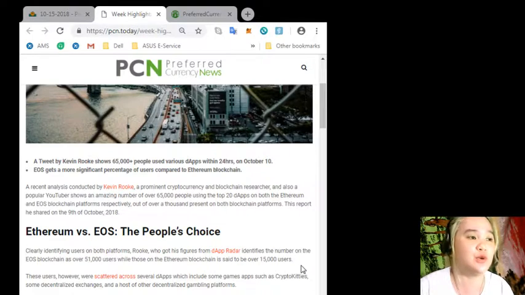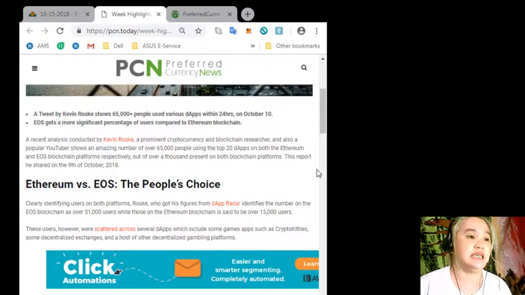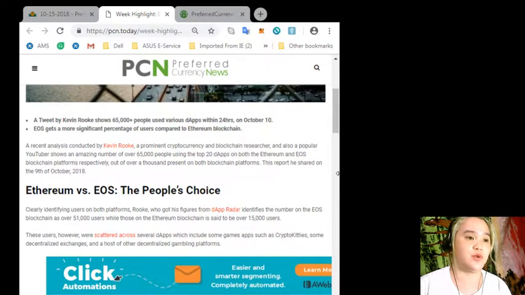All right, a recent analysis conducted by Kevin Rook, a prominent cryptocurrency and blockchain researcher and also a popular YouTuber, shows an amazing number: over 65,000 people using the top 20 dApps in both the Ethereum and EOS blockchain platforms, respectively. Out of over 1,000 present on both blockchain platforms, this report he shared on the 9th of October, 2018. Now, Ethereum versus EOS, the people's choice, clearly identifying users in both platforms.